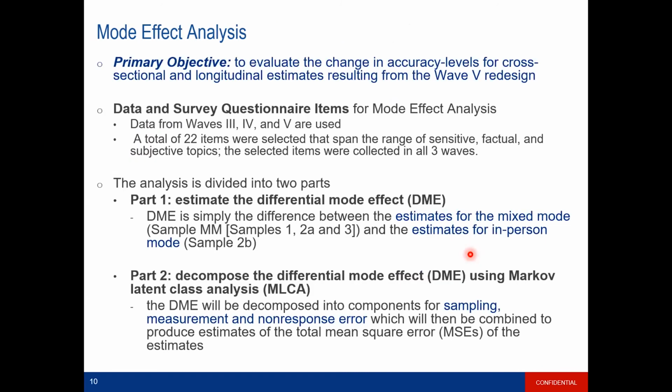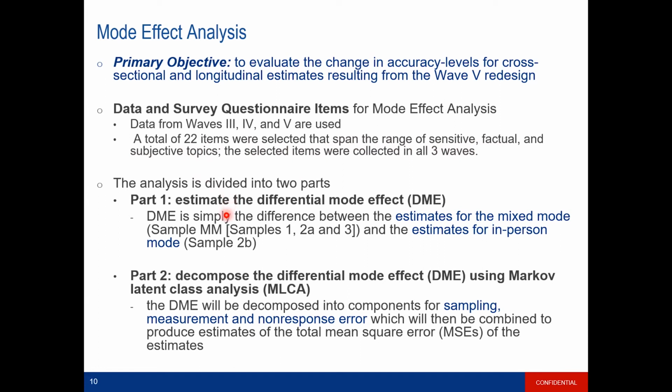So the primary objective for mode effect analysis is to help us evaluate the change in accuracy levels for cross-sectional and longitudinal estimates resulting from the wave 5 redesign. For the data, as I mentioned, we use the 3 waves of data. From those 3 waves, we selected 22 items. They span the range of sensitive, factual, and subjective topics because we really want to see how this mode effect plays out across different items that have different features.